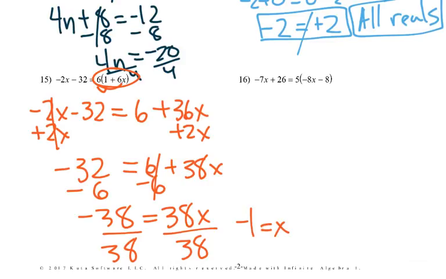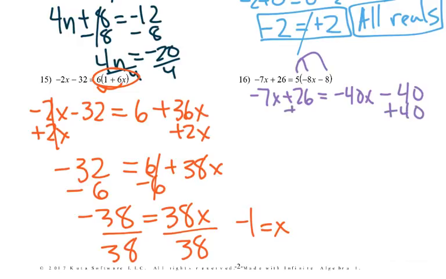And number 16, our last one on this page. So once again, multiply. 5 times negative 8 is negative 40x. 5 times negative 8, negative 40. And I can do it differently. I could start by adding 40. Those would eliminate, leaving me negative 40x on the right.